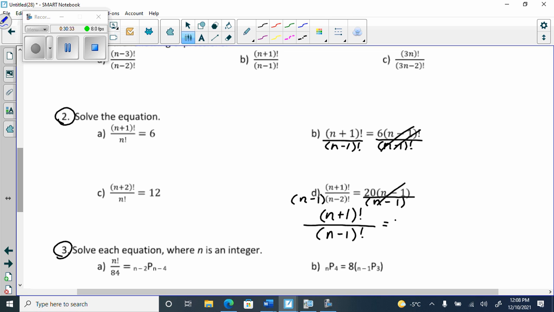Equals 20. With the top one, would the next one be n plus 2? No, it has to go downwards. So n plus 1, then n minus 1. Yeah. So this would end up just being n plus 1 times n, because they'll cancel, equals 20.